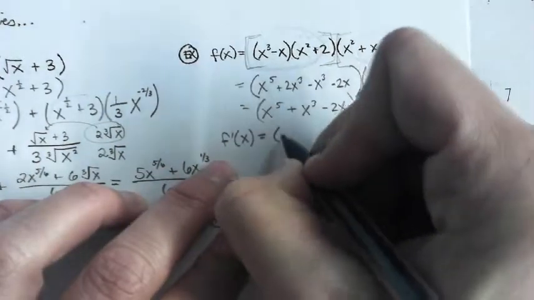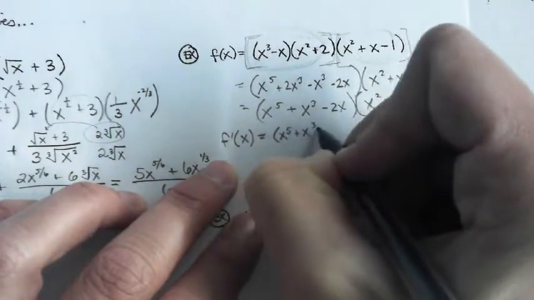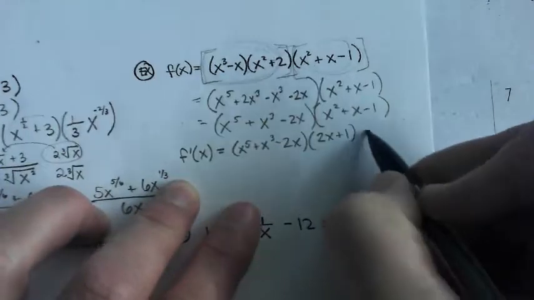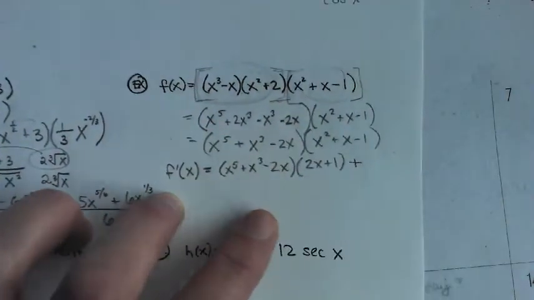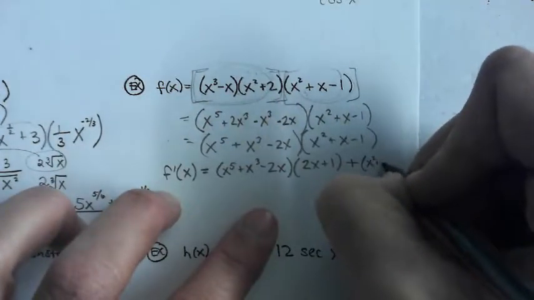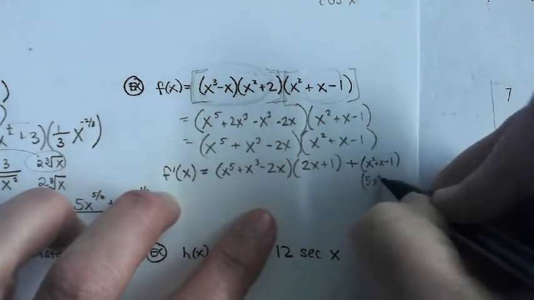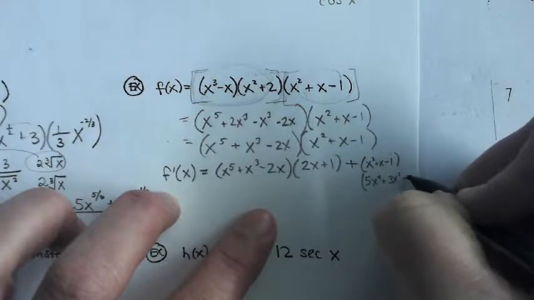So your first times the derivative of your second, 2x plus 1, plus your second times the derivative of your first, 5x to the 4th plus 3x squared minus 2.